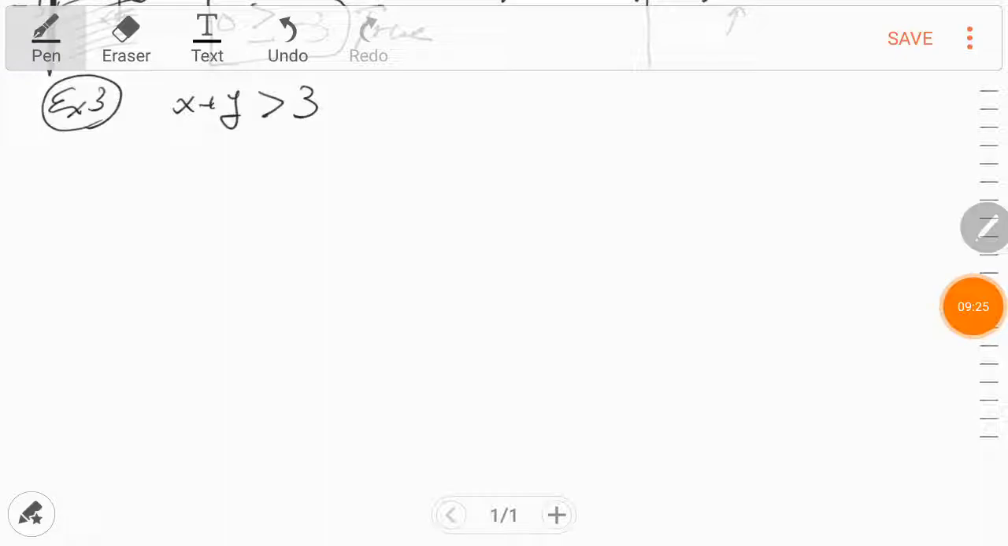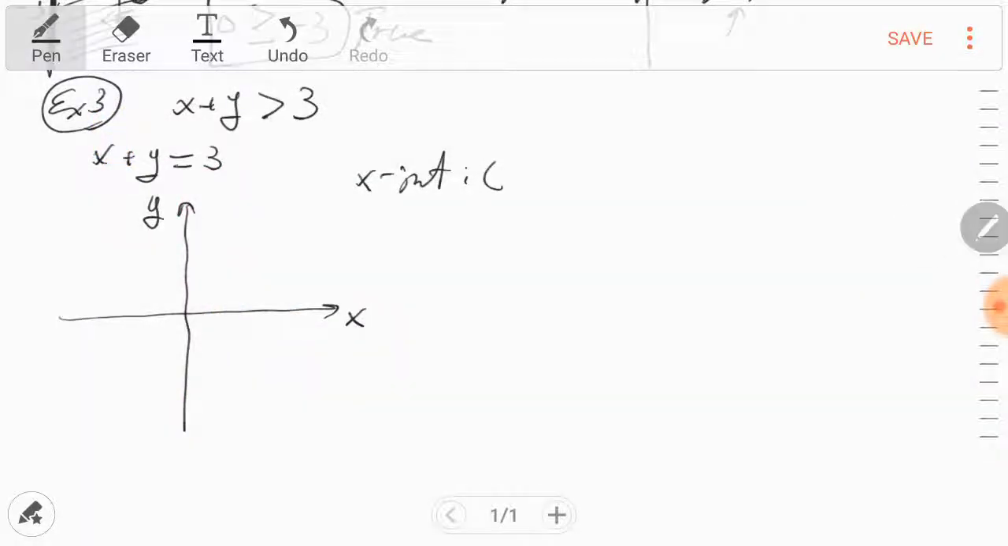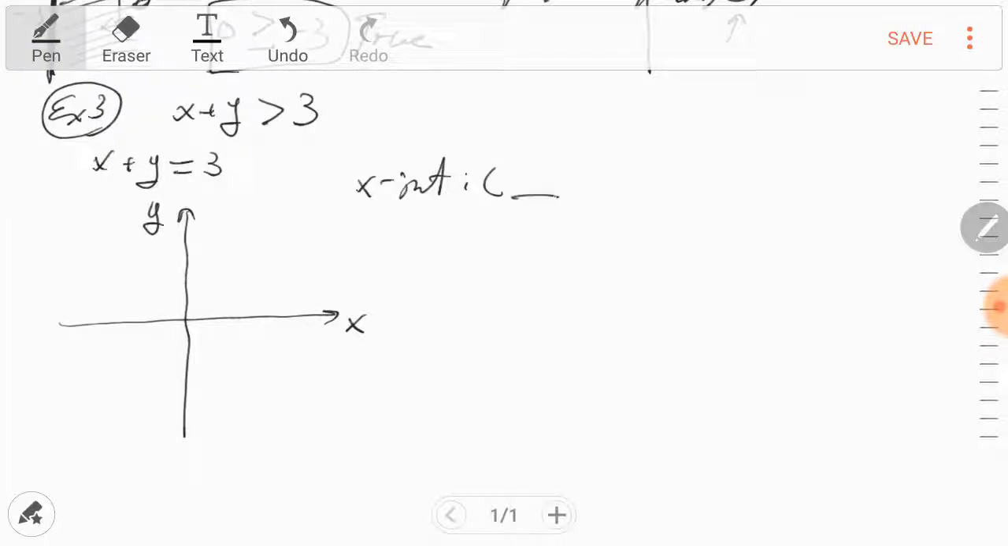Again, this is example 3. Here is an inequality: x plus y is greater than 3. In order to sketch this graph, we need to graph the linear equation first. So let's find the x-intercept and the y-intercept. Let's find the x-intercept. For the x-intercept, set the y value to 0.